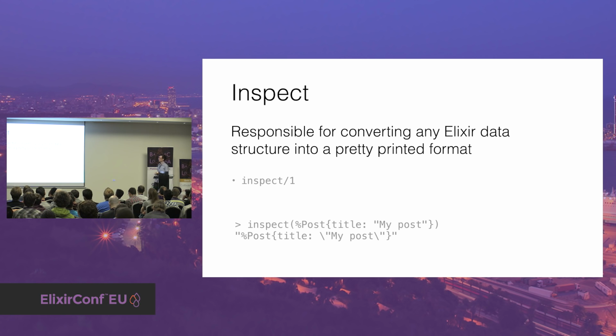All right, the next one, Inspect. This is similar to to_string, similar to String.Chars, but it takes a data structure and converts it into a pretty printed format. It's built on what's called an algebraic document, whatever that means. All right, so we can inspect something, and it'll print us out a string of that.